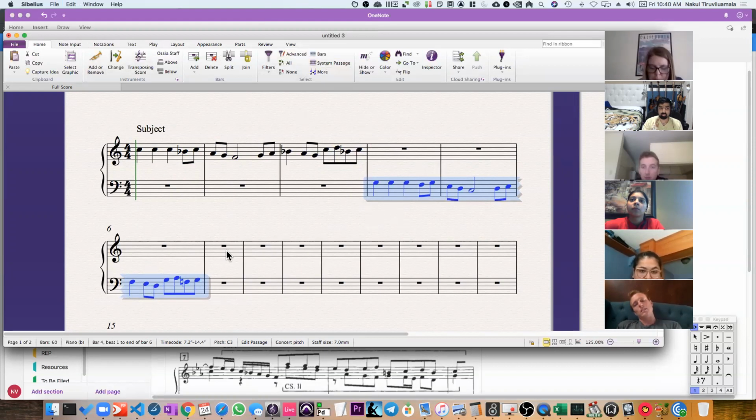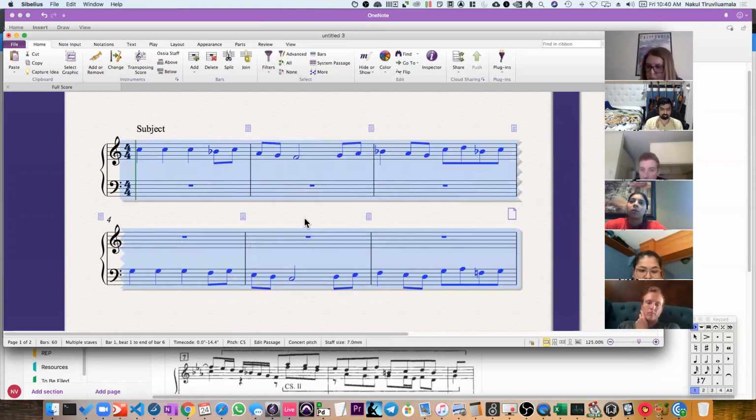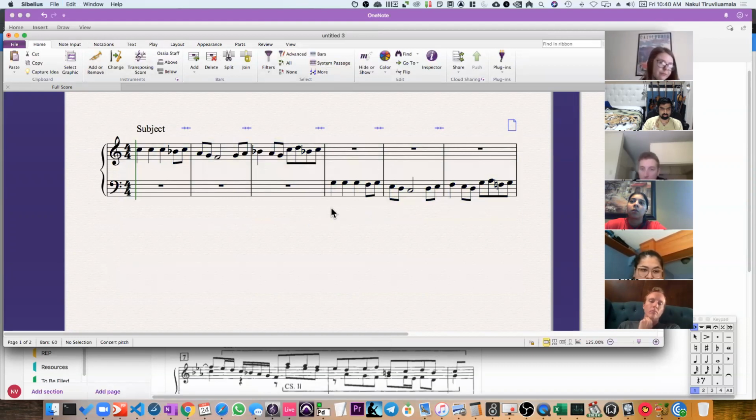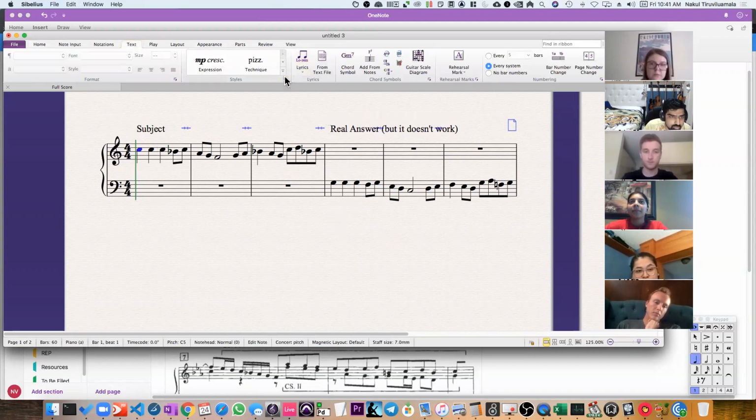Okay. And now we're actually in C major. Okay. Now this is a real answer. And then this is a real answer, but it doesn't work. Okay, and the reason it doesn't work is because what you have here is, gosh, sorry. What you have here is the following.